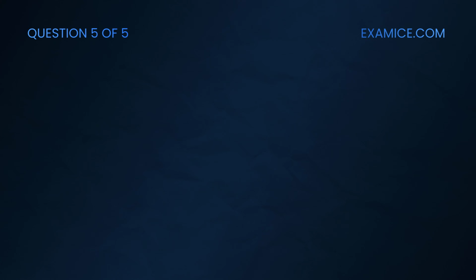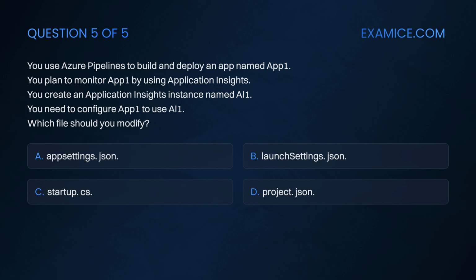Question 5. You use Azure pipelines to build and deploy an app named App1. You plan to monitor App1 by using Application Insights. You create an Application Insights instance named AI1. You need to configure App1 to use AI1. Which file should you modify? Option A, appsettings.json. Option B, launchsettings.json. Option C, startup.cs. Option D, project.json.